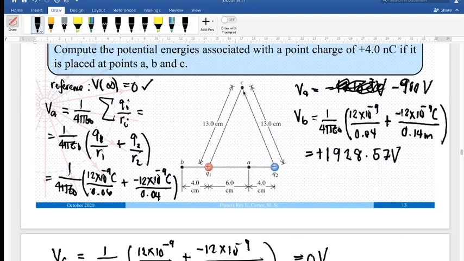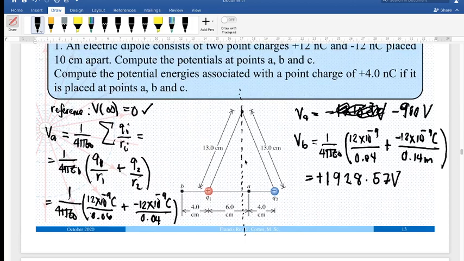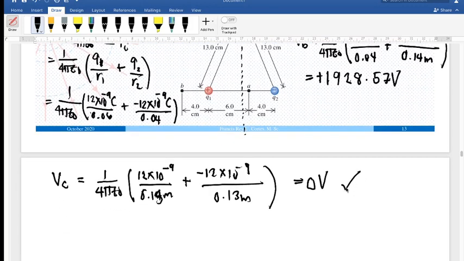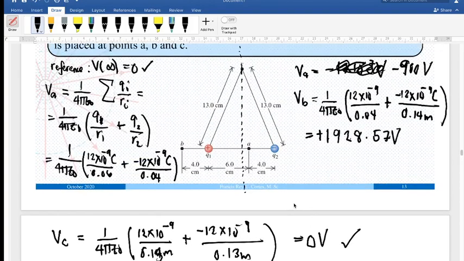So meaning exactly at the center of an electric dipole, the potential here is actually 0. So meaning that there is no work done by the field if your charge is moving here, exactly at the center of the two charges of the electric dipole. So mao nang pasabot sa 0 volts. That is with respect to infinity. Okay?